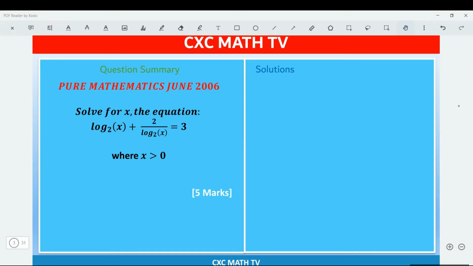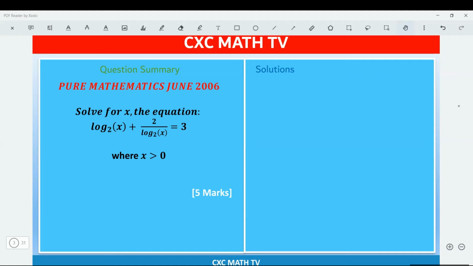All right. Now this question says solve for x in the equation log base 2 of x plus 2 over log base 2 of x equals 3. Go ahead and solve this log equation. So pause the video and attempt it.